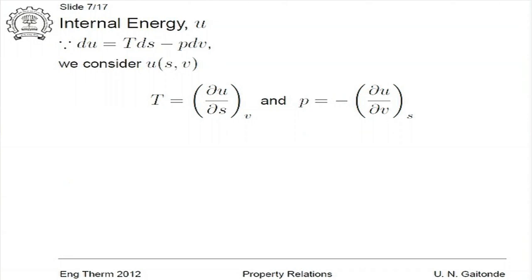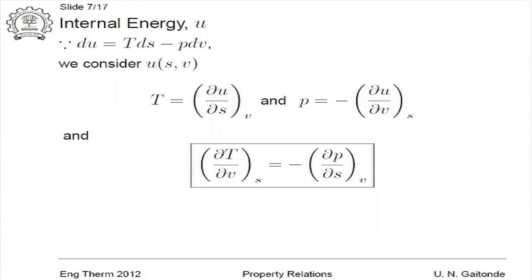And now look at the next thing. If we use the cross derivative relation, we get how temperature varies with specific volume at constant S and how pressure varies with specific entropy at constant volume. An esoteric relation which we could not have imagined being able to derive using first principles without going through this algebra of partial derivatives. And we will see more such interesting relations. These are very useful relations in thermodynamics. Note this relation which is in a box here.